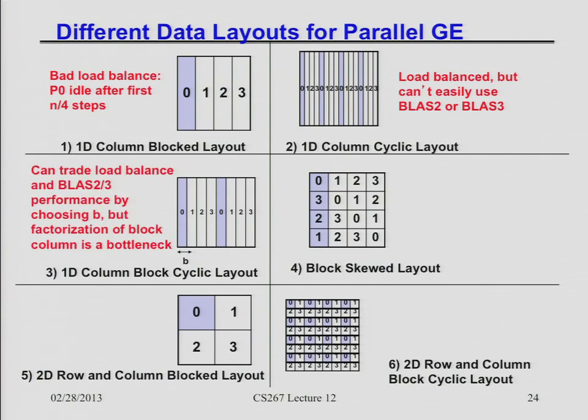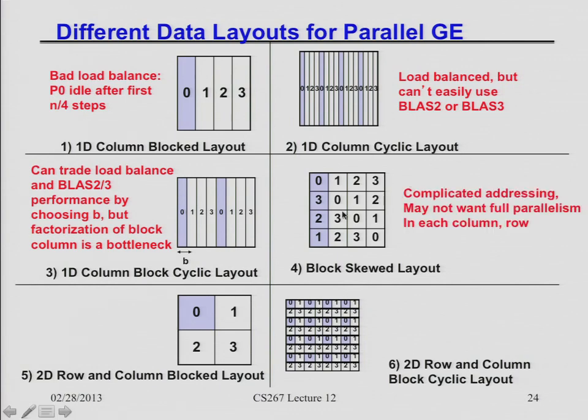So there's a compromise where I choose some block size where I can get decent performance from B by B matrix multiply in each processor. But remember, I need to do Gaussian elimination on a whole block column. That's in the inner loop of the algorithm. And there's only one processor that owns that whole block, so there's no parallelism there at all. So I have a sequential bottleneck for doing Gaussian elimination on each column.